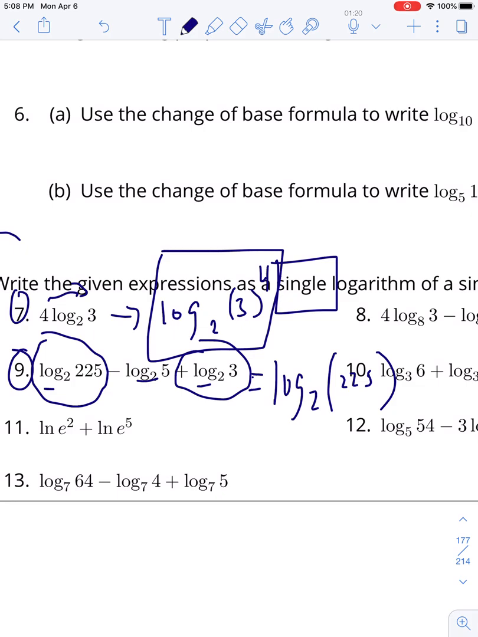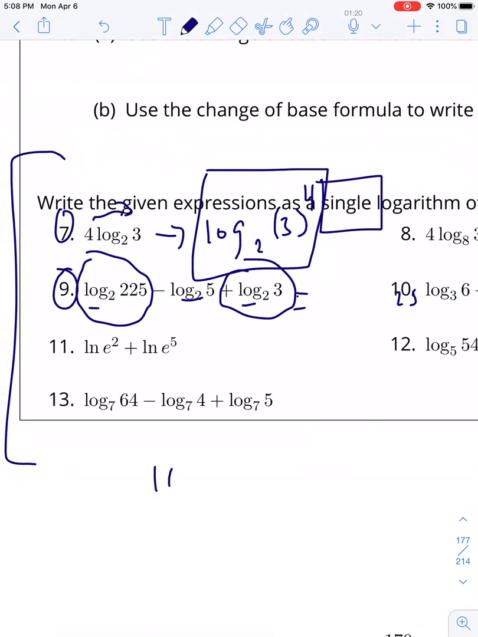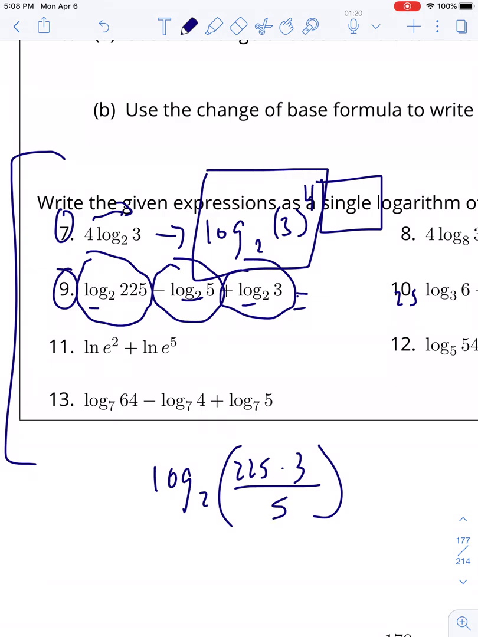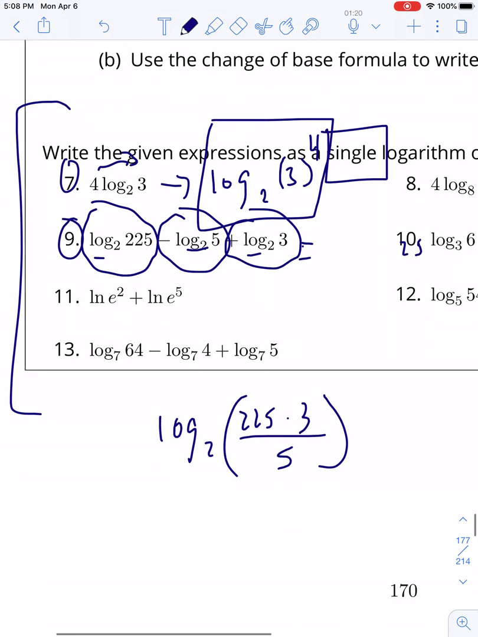Oh, let me get out of this little area here. Let's put the answer down here instead. Log base 2 of 225 times 3. Since they're both positive logs, they're multiplying on top. And since this one's a negative log, you'll be dividing on bottom. Now I could simplify that out a little bit more, but that's the gist of the answer.